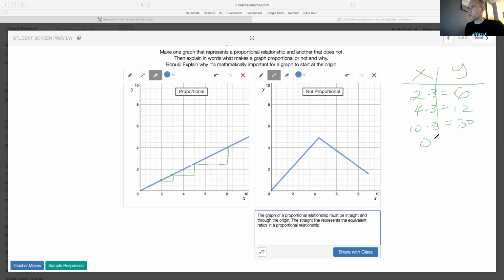Well, what if you put 0 over here? You still have to do 0 times 3, and that's going to equal 0. And no matter what constant of proportionality I'd chosen, 3, 10, whatever, if I put a 0 in the x column, I multiply by that k, I'm going to get a 0 in the y column. And that's what that point 0, 0 represents. It represents 0 for x and 0 for y.